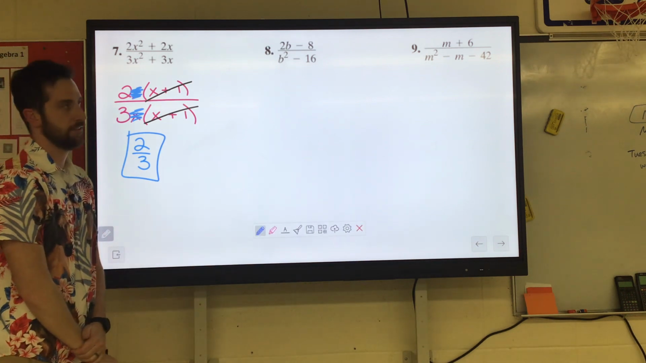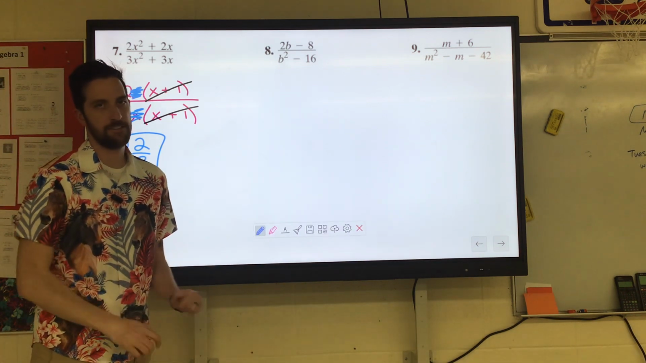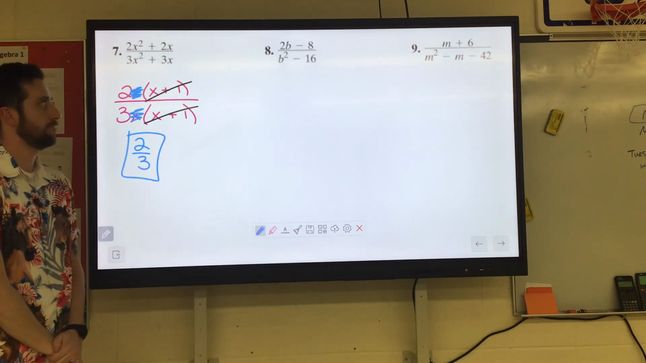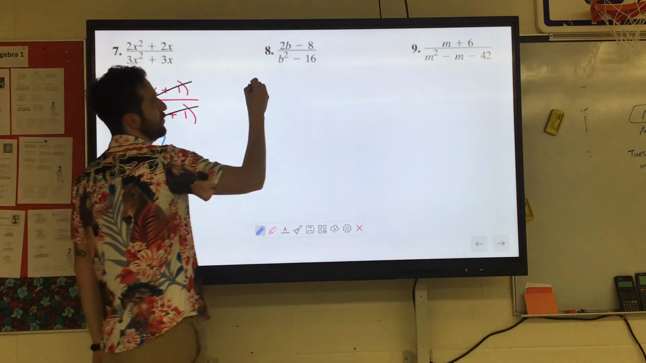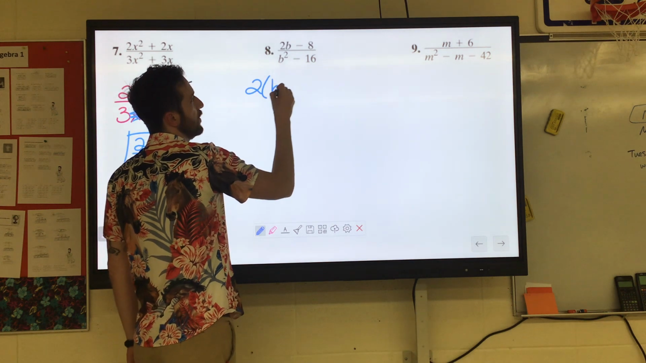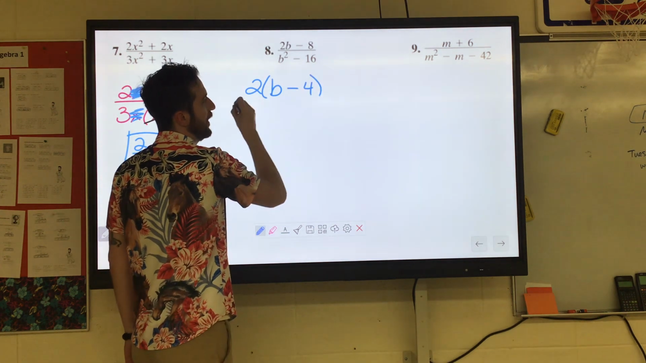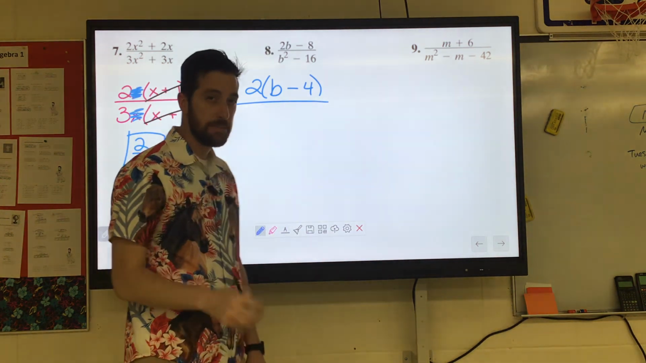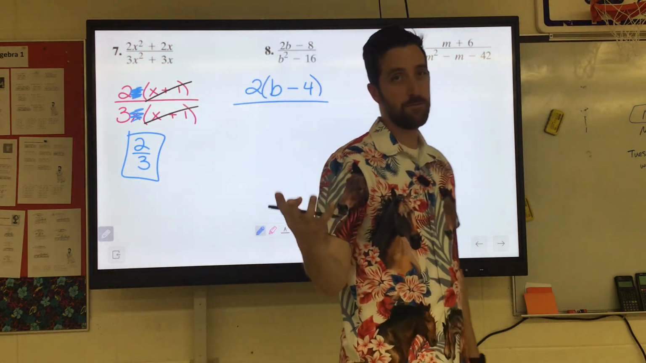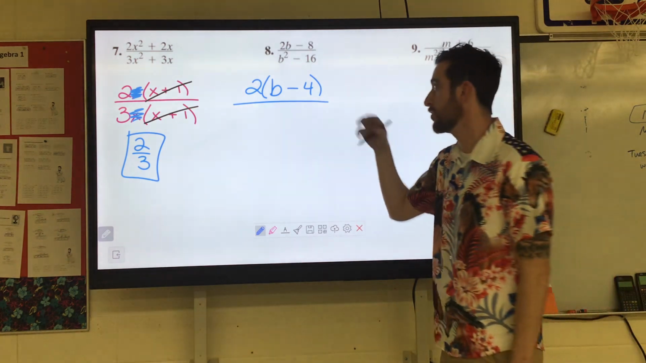2b, oh, it writes itself. Minus 8. They both have 2 in common. So if I factor out a 2, 2 times b is 2b, or not 2b, and 2 times negative 4 is negative 8. I look at the denominator, b squared minus 16. I could square root both of those. That's a difference of squares.